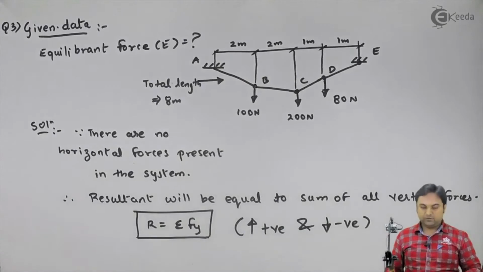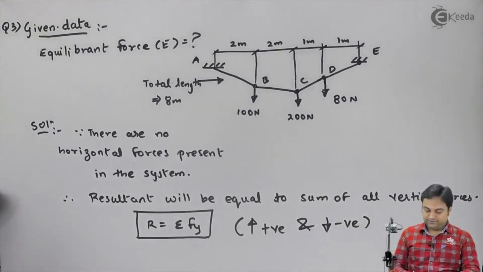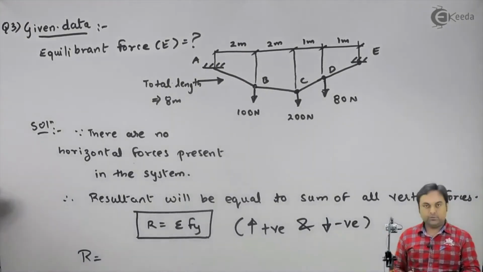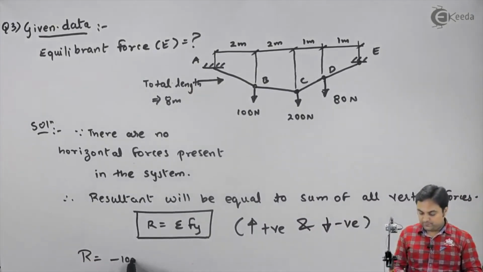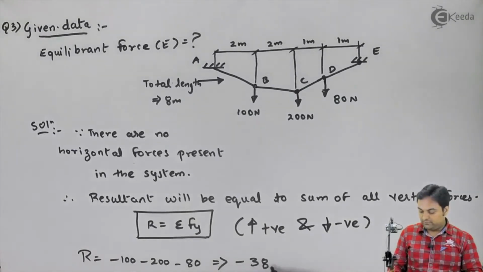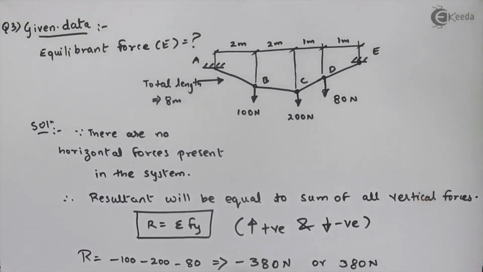So I can easily calculate the resultant here. Resultant capital R will be equal to, I have 100 Newton downward, 200 Newton and 80 Newton. Since all forces are acting in the downward direction, that gives me an answer of minus 380 Newton, or you can say simply 380 Newton, and since it is a negative sign, it means the resultant is acting in the downward direction.